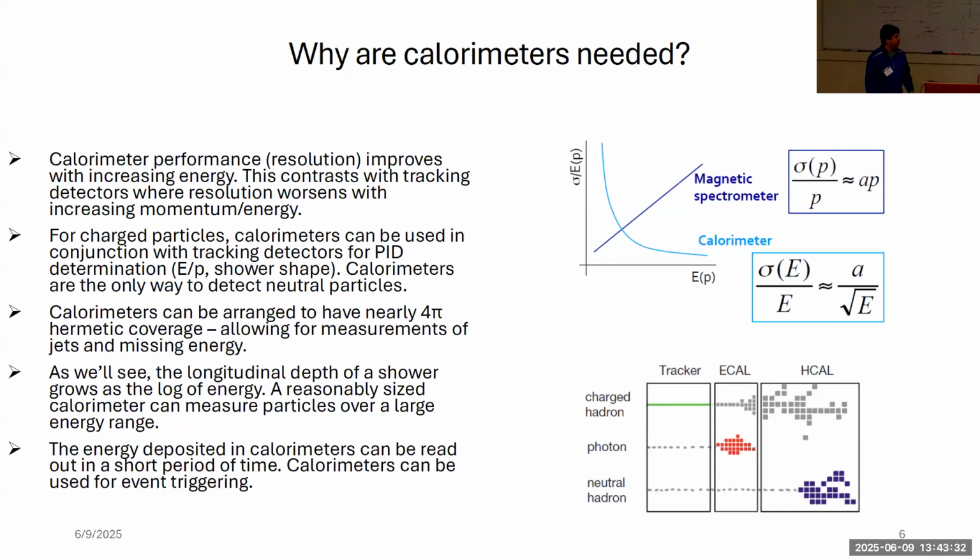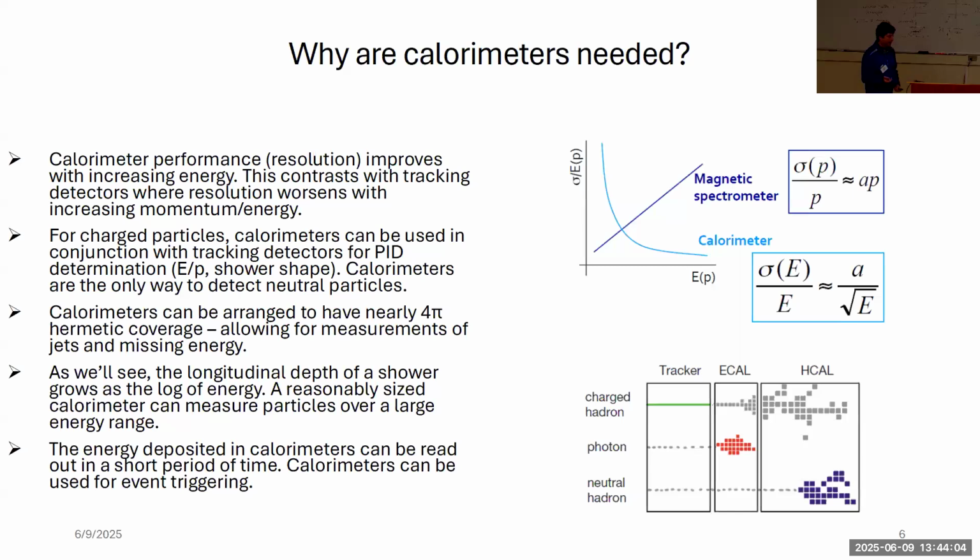And one other feature of calorimeters is that as you increase the energy of the particle hitting the calorimeter, that shower will spread out in some distance longitudinally, but the longitudinal depth of the shower only grows with the log of the energy. So you can actually keep calorimeters to a reasonable size and measure a large range of energies. And then the last point is that energy deposited in calorimeters can be read out in a very short period of time, which is important for event triggering.